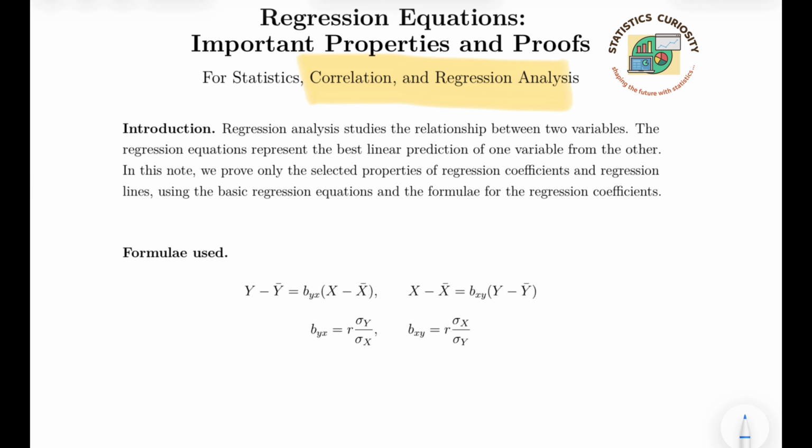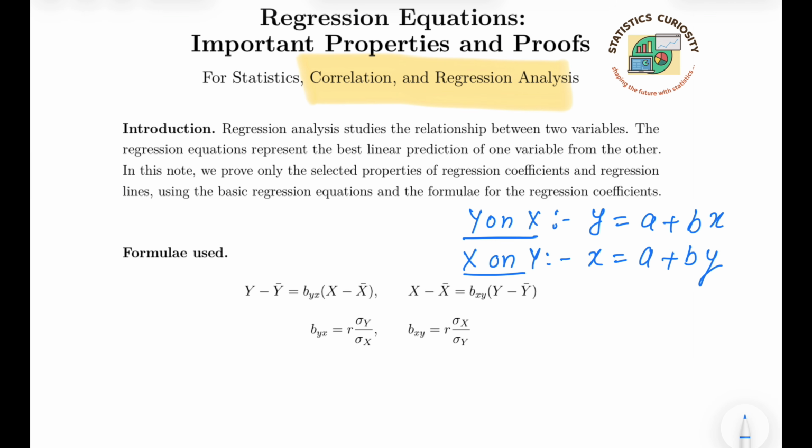So first of all, let's recall what the regression equations are. There are always two regression equations. One is y on x: y equals a plus bx. And the regression equation of x on y is x equals a plus by. The regression coefficient b in the first is denoted as byx and in the second as bxy, so that you can identify both of them separately.